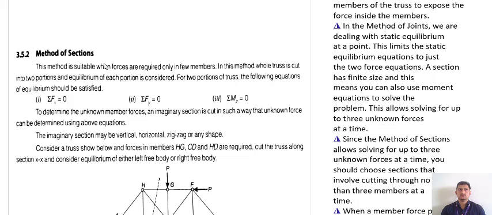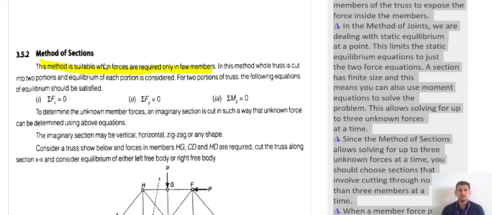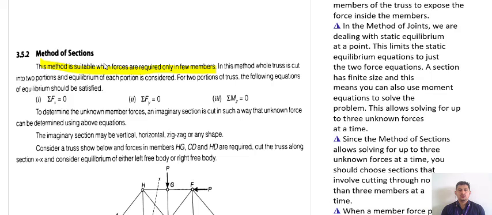By the time you can understand that in case of method of section, you cut a section. So what is this method based on? This method is suitable when forces are required only in few members. When you are talking about any truss and you require the forces in few members, suppose there is a large truss and you have been asked to calculate the force in the members AD, EF and CG. For example, you are taking only three forces you have to calculate. In such cases, you have to calculate the member forces using the method of section.